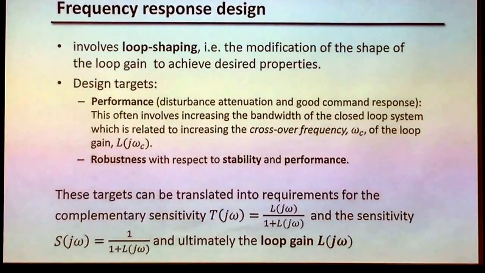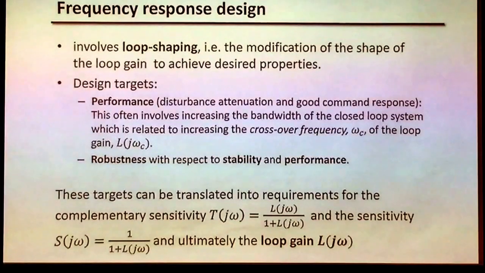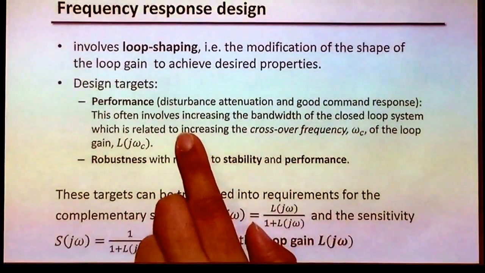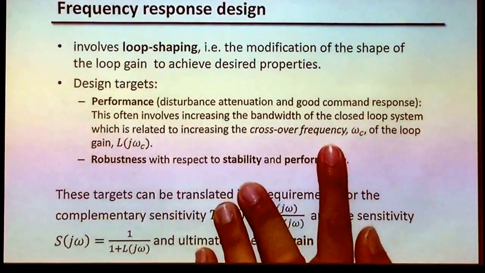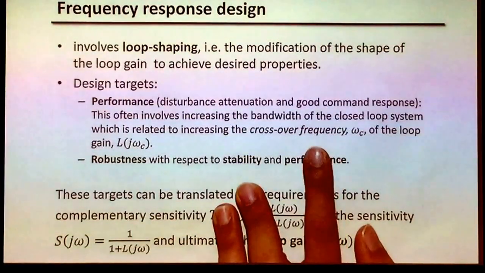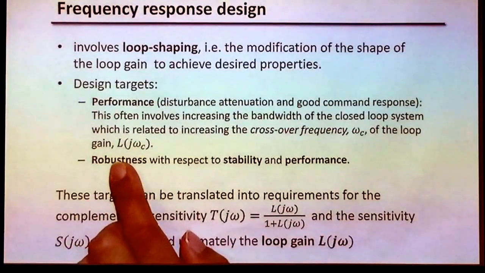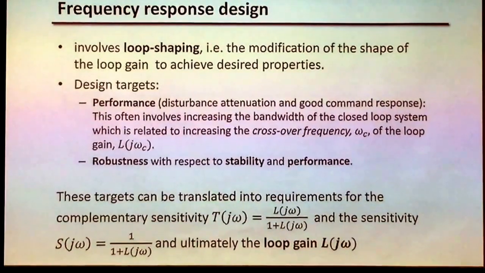So for performance, how does that relate to the loop L? We want to increase the bandwidth of the closed system. How do you increase that? You increase the crossover frequency. Recall for the Nyquist plot from control, there's this term called crossover frequency, the gain of L. If you change the crossover frequency, you can change the closed loop bandwidth, which is the operating frequency range of the closed system.